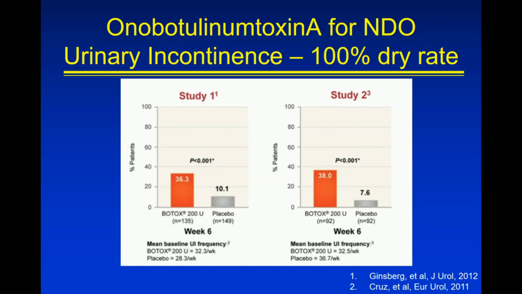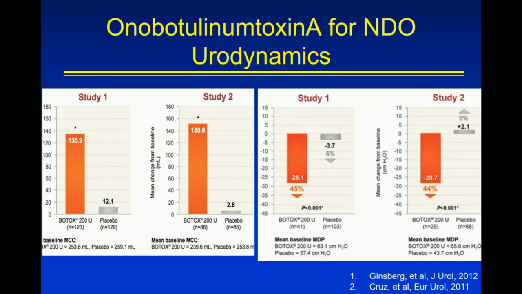But again, I talked about the placebo effect on the diaries. That was urinary incontinence frequency diaries. But in neurogenic bladder, as opposed to OAB, what really is going to be important are the urodynamic results. We don't care about urodynamic results with overactive bladder. But when you look at the urodynamic results, this to me is just fantastic. There is no placebo effect at all on the urodynamic outcomes.